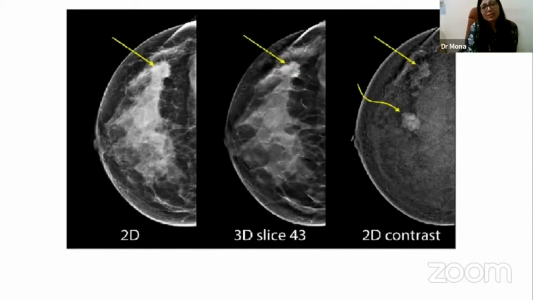So the contrast enhanced digital mammography helps in picking up additional lesions. It's just like a dynamic contrast enhanced MRI. And it is particularly useful for patients who cannot undergo an MRI, for example those who have a pacemaker or those who are claustrophobic. Then this is a very good alternative to a dynamic contrast enhanced MRI.